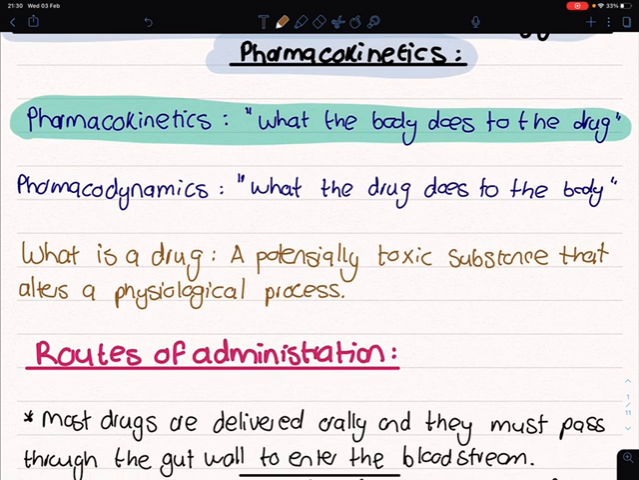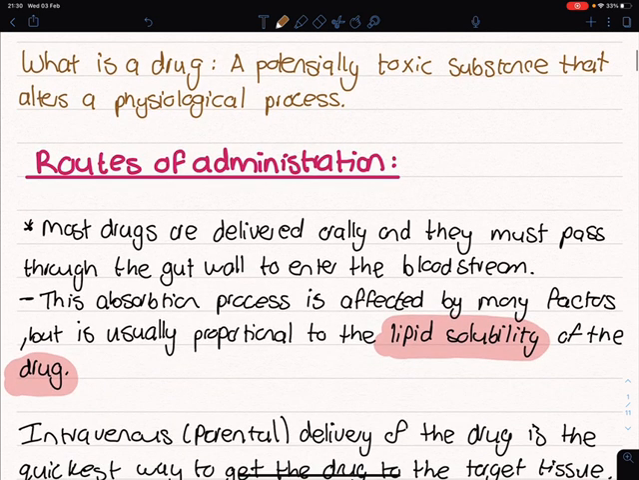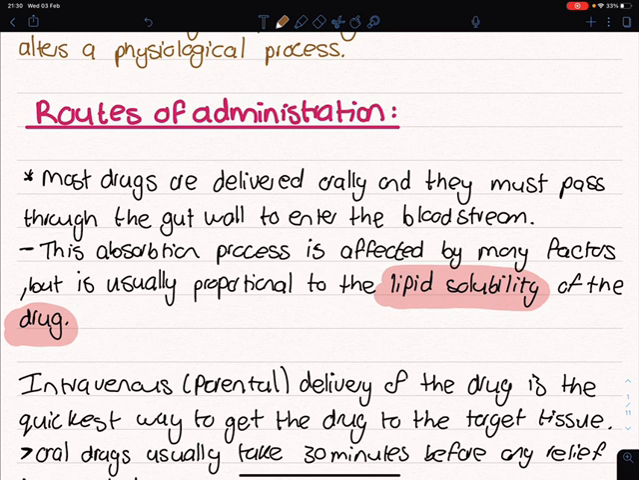So what is a drug? A drug is just a potentially toxic substance that alters a physiological process. Okay, so route of administration of drugs. Most of the drugs are delivered orally. Therefore, they must pass through the gut wall and enter the bloodstream. The absorption process is affected by many factors, but is usually proportional to the lipid solubility of the drug.